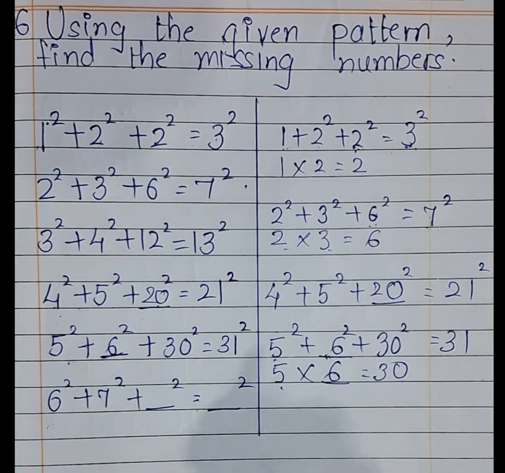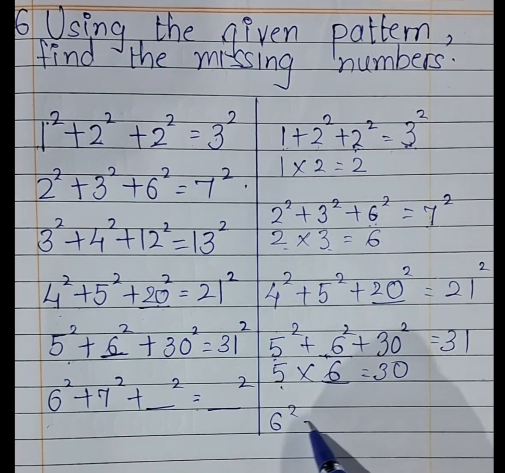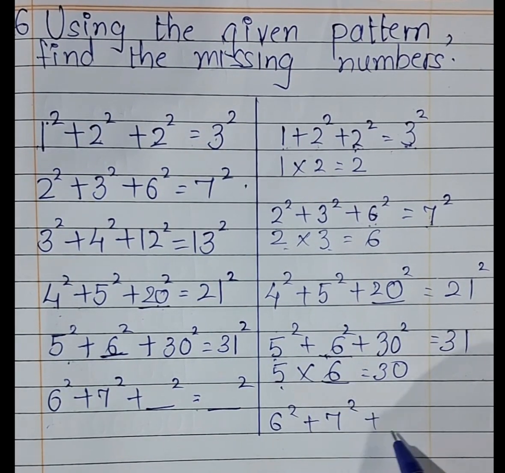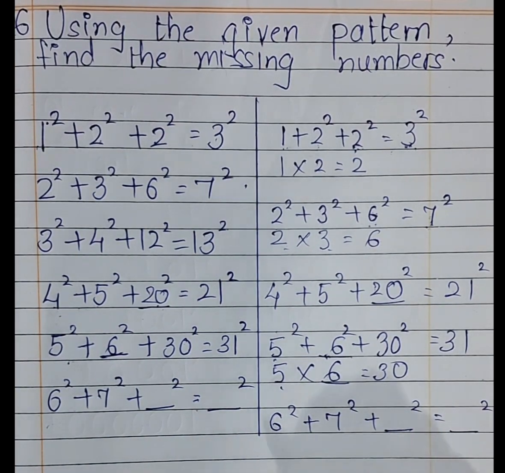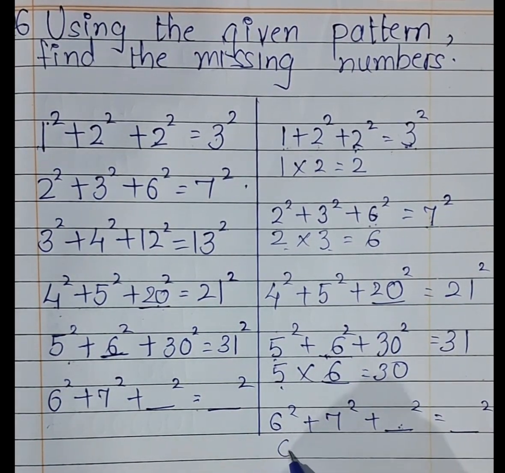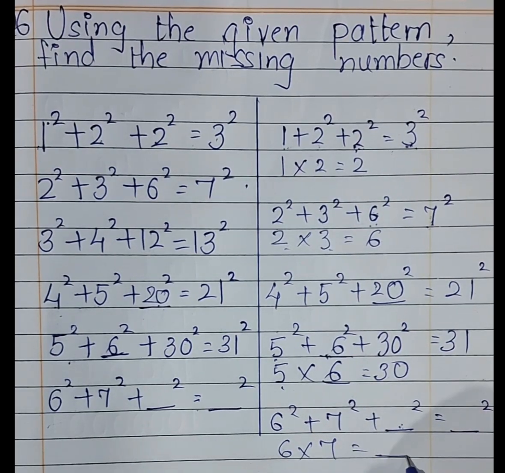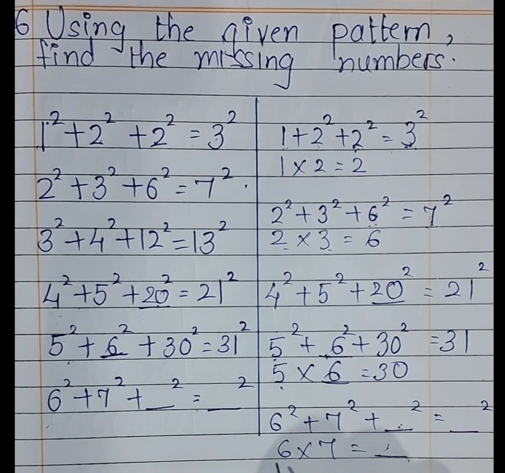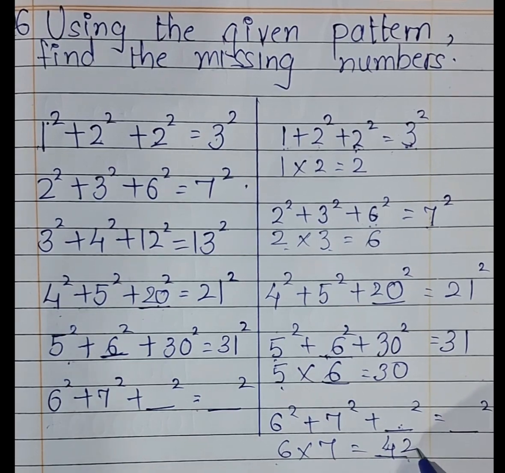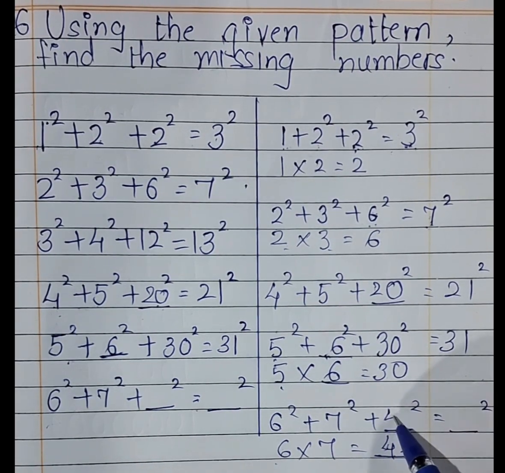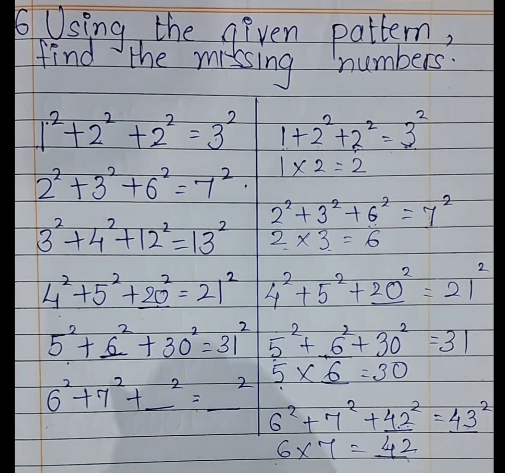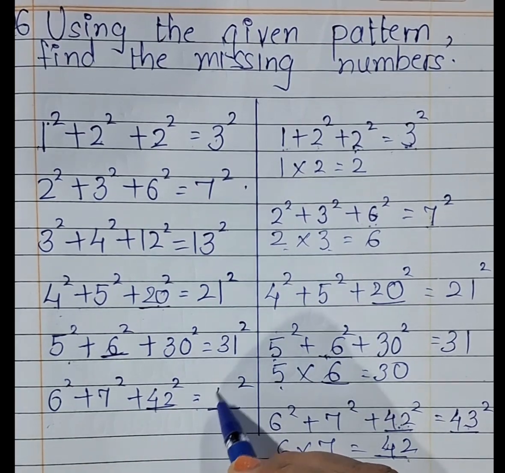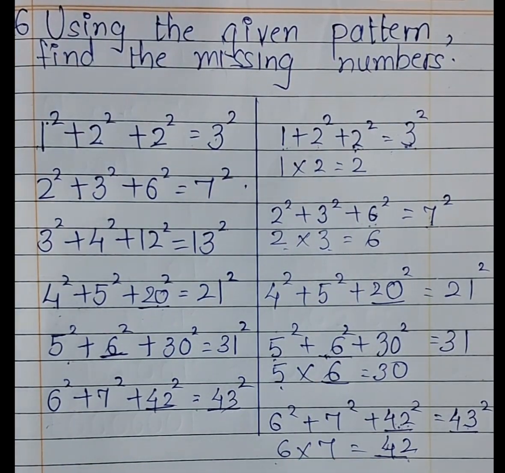Now moving on to the last one, that is 6 square plus 7 square plus dash square is equal to dash square. Here you can see that I can easily get this number. 6 multiplied by 7 will give me the third number. 6 7s are 42. So this is 42, and then this is plus 1, 42 plus 1 is 43. So we have got the missing numbers 42 and 43. Okay, this was very simple, students.